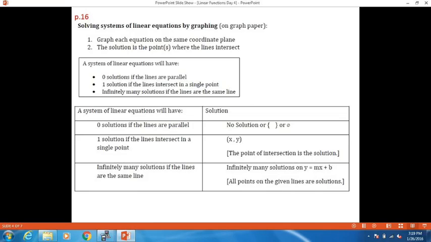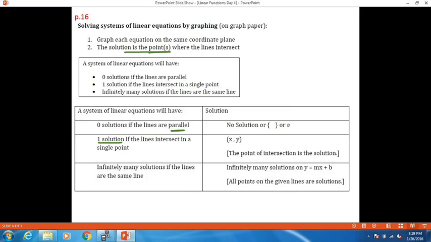Just a quick reminder, systems of equations is when we have two equations in the same system, graphed on the same coordinate plane, and our solution will be the point, or it could be points, where those lines intersect. So we could have three possible scenarios. We could have no solutions. If the lines are parallel, they're not going to intersect, so there would be no solution. We could have one point of intersection, meaning that we will have one solution. So we would write that solution as that ordered pair, the point of intersection.